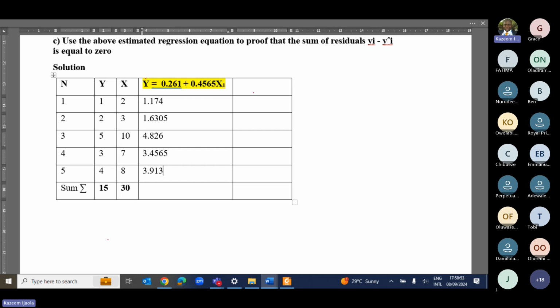3.913. So this is our y cap. Remember that this y we have here is y cap. So you will now do y minus y cap. You will do y minus y cap. That's the final thing you do here.